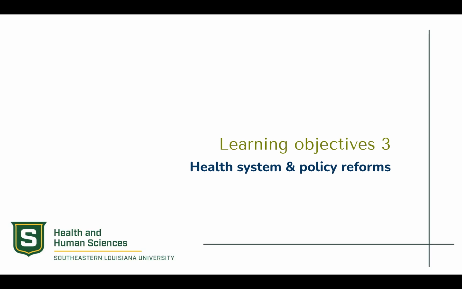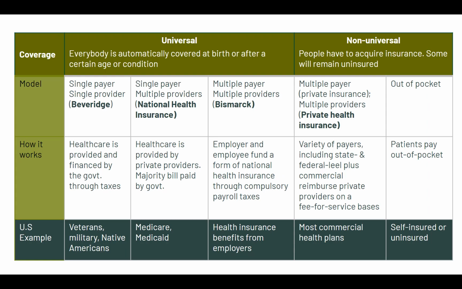So, lastly, we're going to talk about health systems and policy reform. This is talking about the health system in a nutshell. This is a big table. There are a number of health systems that are practiced all over the world. Some of them are universal, in the sense that the way they operate is that everybody is automatically covered at birth or after they've reached a certain age or condition.